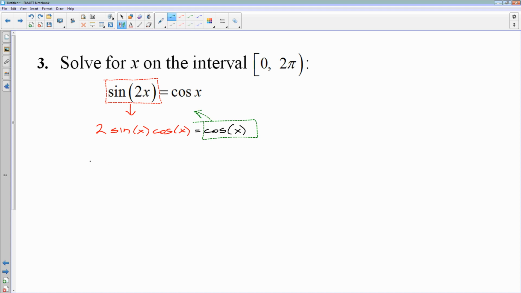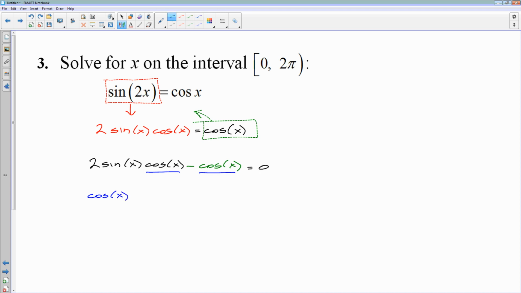And so that's going to give me 2 sine x cosine x. And I'm simply going to subtract the cosine x to move it over. So minus cosine x equals 0. And then I'm looking at this. I notice that there is a cosine x in common. So I'm going to factor out the cosine x.